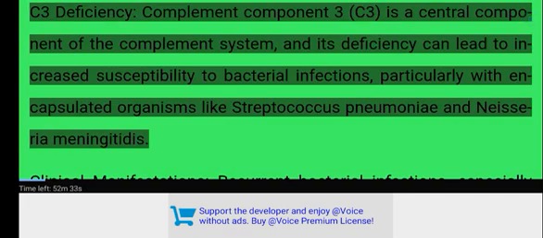Complement deficiencies. C3 deficiency. Complement component 3 (C3) is a central component of the complement system, and its deficiency can lead to increased susceptibility to bacterial infections, particularly with encapsulated organisms like Streptococcus pneumoniae and Neisseria meningitidis.